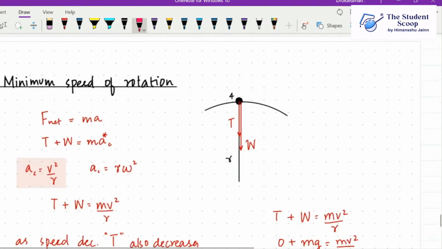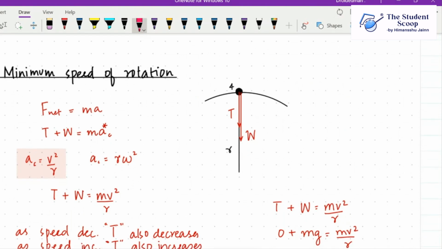Now, most of the time they ask a question where the object is performing a circular motion: what is the minimum speed at the top so that the string does not get slack? Or if it is a normal force, like a roller coaster, what is the minimum speed at the top of the coaster so that you can do this motion without falling? This kind of stuff is asked.